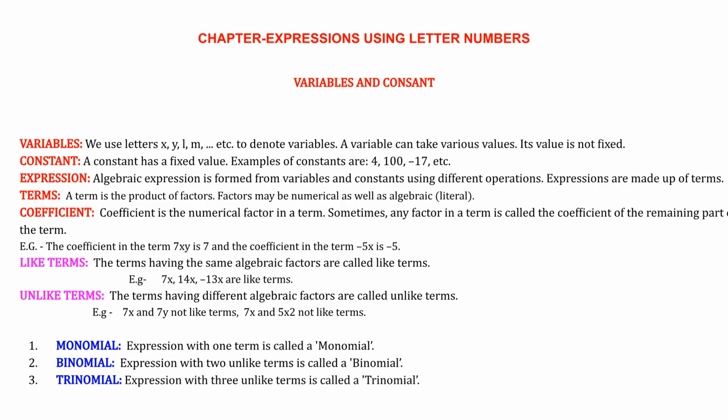Coefficient. Coefficient is the numerical factor in a term. Sometimes any factor in a term is called the coefficient of the remaining part of the term. E.g., the coefficient in the term 7xy is 7, and the coefficient in the term -5x is -5.